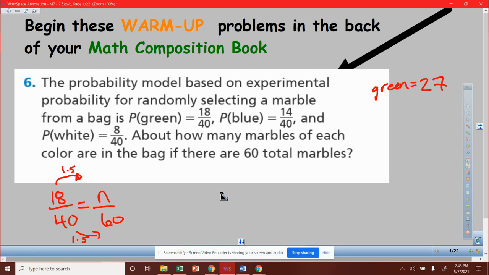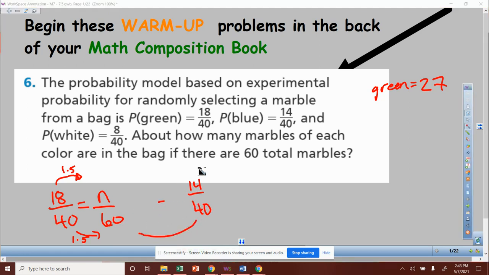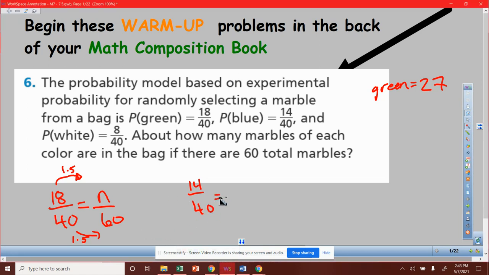We can do the same thing for the blue. It's 14 out of 40. But again, we're trying to get to 60. So we could set it equal to this, or I can just write a new problem and say, hey, let's compare this to 60. But as far as how we do it, that shouldn't change. We're going to take 40 and times it by 1.5. So we're going to take 14 times 1.5. And that means for blue, our missing or our expected number would be 21.